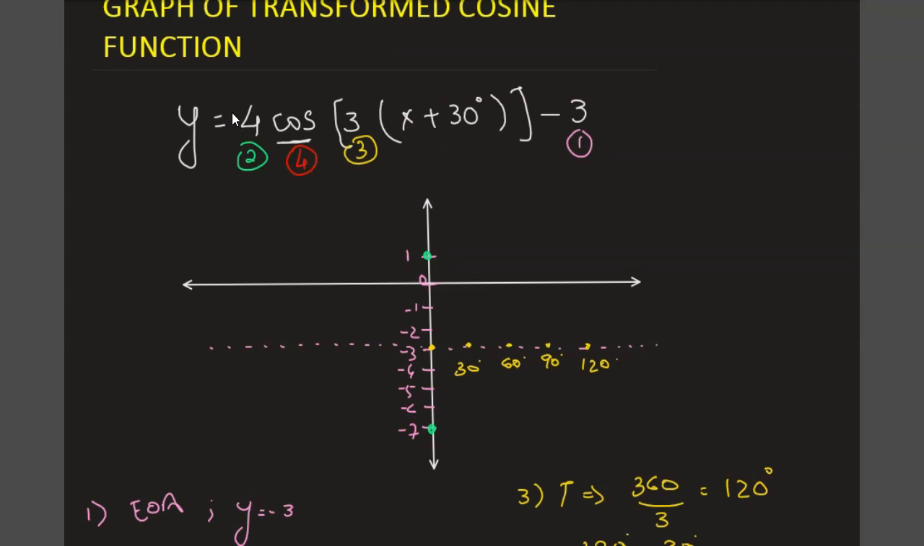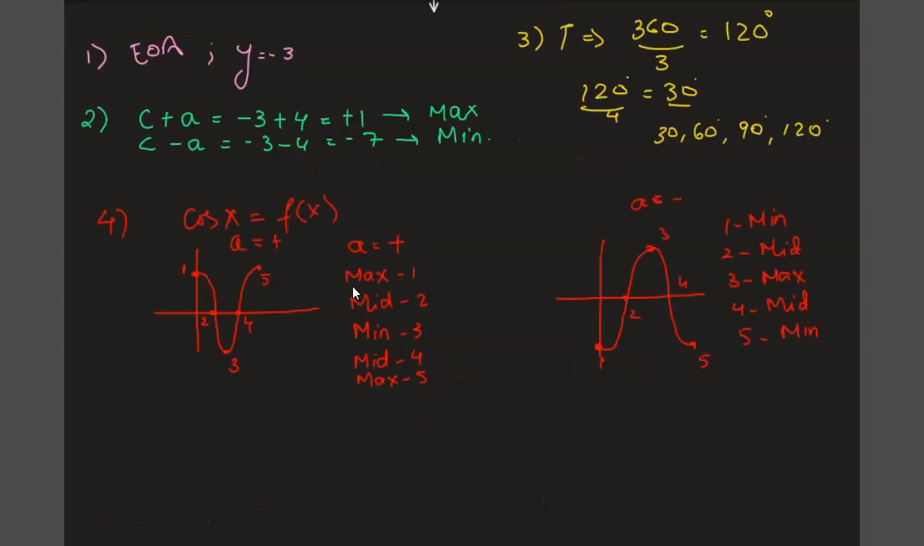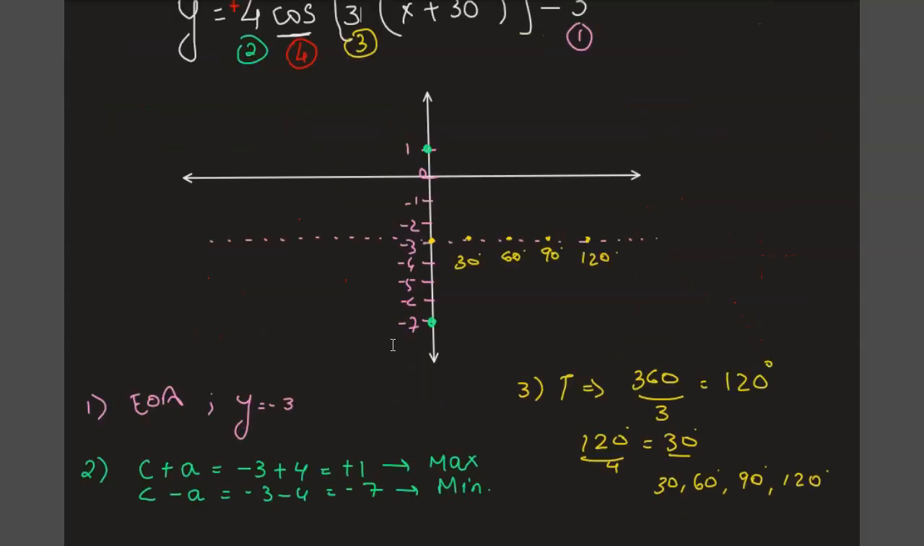Because in our question a has no sign, which means a is positive, we would follow the positive cos points, and the positive cos points are max, mid, min, mid, max. Let's use these points to make the graph. First is max, mid, min, mid, max, and we will be using this to make our graph. All we have to do is join these dots. This is how your cosine graph would look.